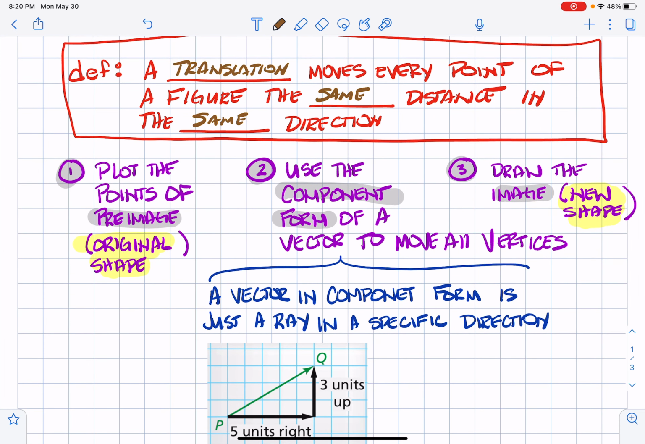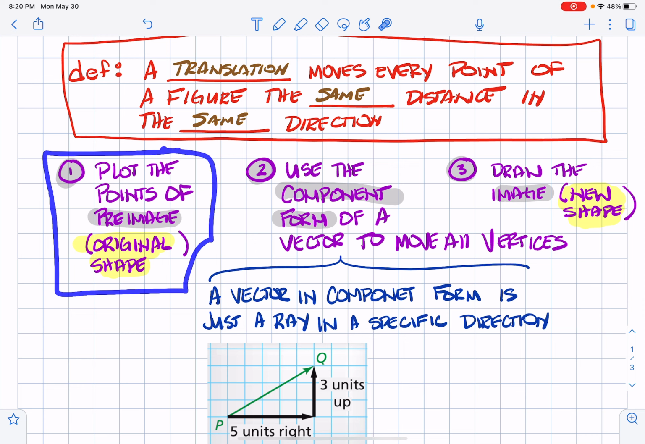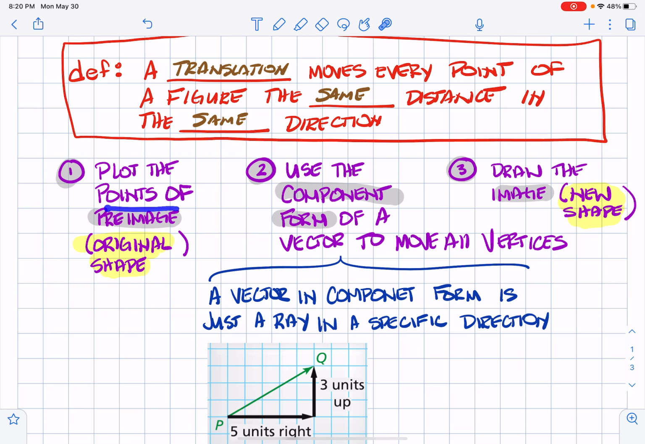So here is the 3 steps that you're going to use to do a translation every single time. Number 1, we're simply going to plot the points of the preimage. Now, what is this word here? The preimage is a fancy word for just the original shape, okay? So when we say preimage, we're just talking about the original shape.